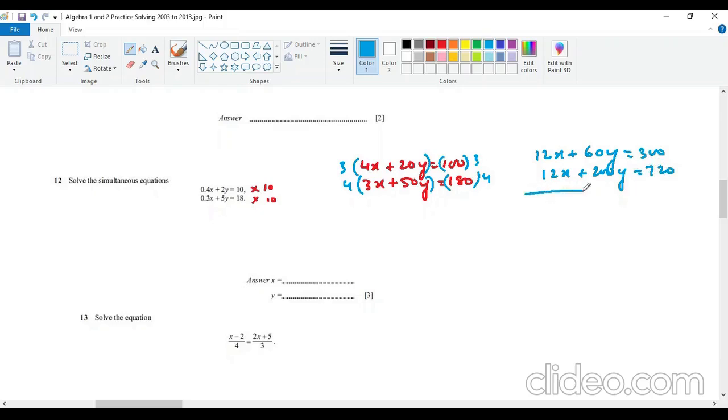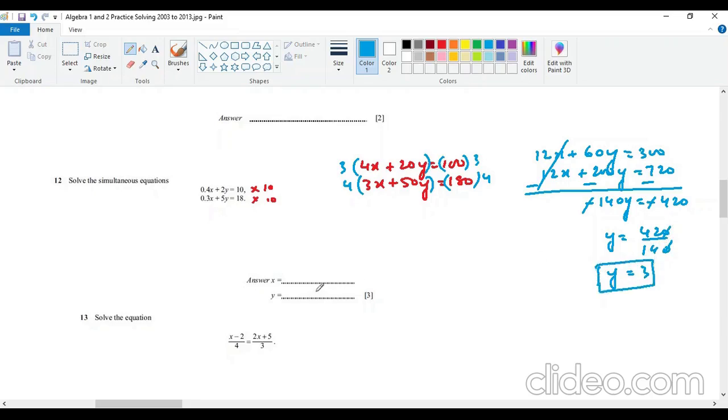Now you can subtract easily. These two are going to be cancelled, and 60 minus 200 is going to give us a negative 140. Y equals 720 minus 300 is going to give us a negative 420. That means the minus sign is cancelled from both sides. So y equals 420 divided by 140, and the value of y is going to be 3. Why? Because 0 0 cancel, 14 times 3 is 42. So the value of y is 3.